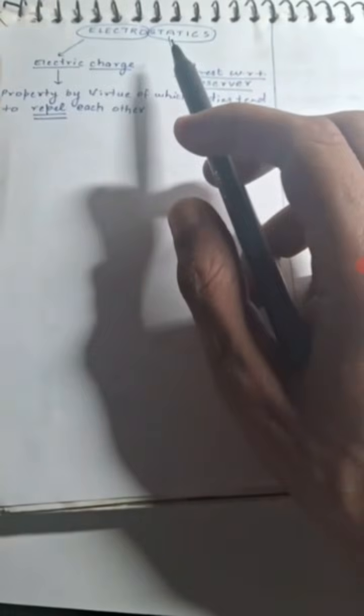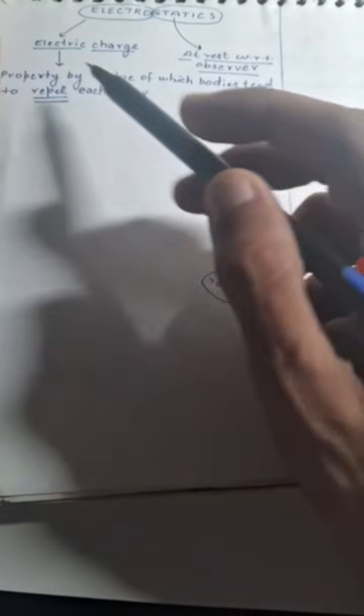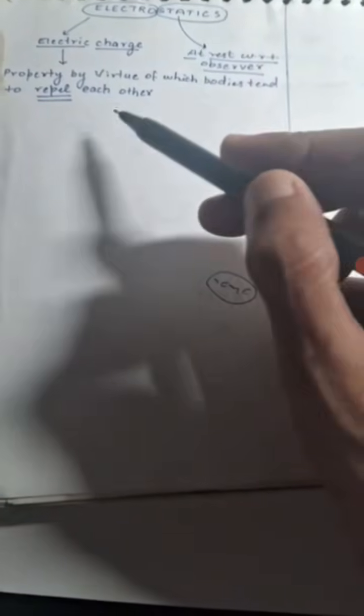Now there is another discussion video on the concept of electrostatics. So electrostatics is about electric charge at rest with respect to the observer. So electrostatics is about all the observations which were made by an observer according to whom the charge is at rest. Now coming to the point of electric charge, it is something by virtue of which bodies tend to repel each other.